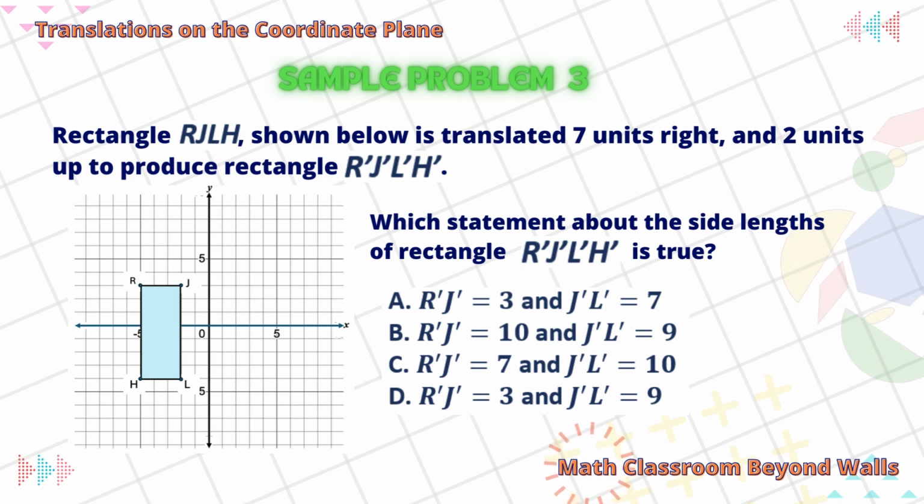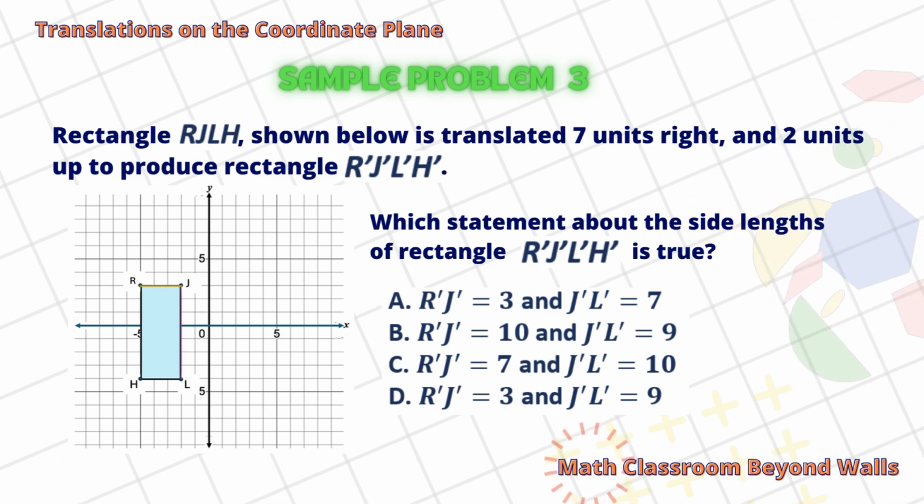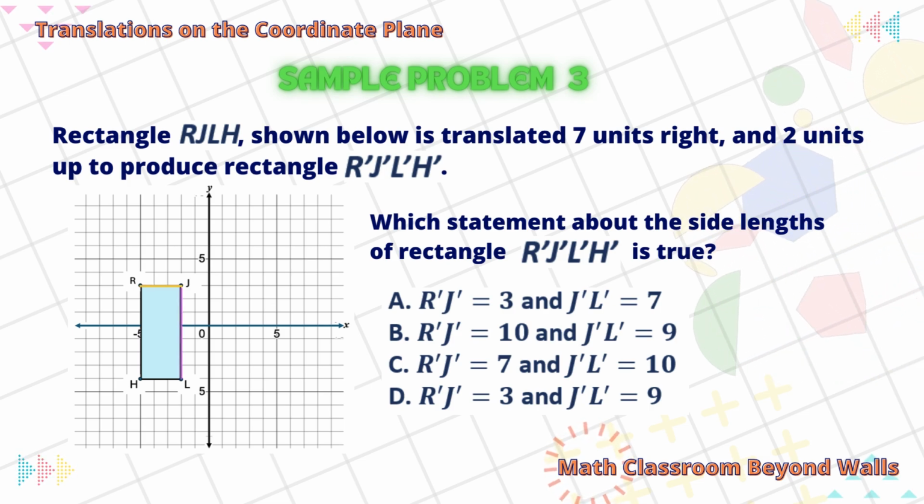Since only side R prime, J prime and J prime L prime are in our options, then we will focus on side RJ and side JL, the corresponding sides of R prime J prime and J prime L prime respectively. Whatever the length of side RJ is the same as the length of side R prime J prime. In like manner, the length of side JL is also the length of side J prime L prime.